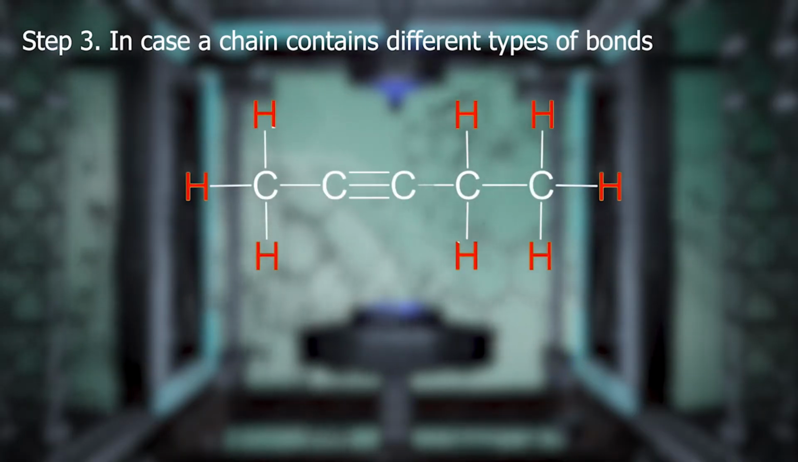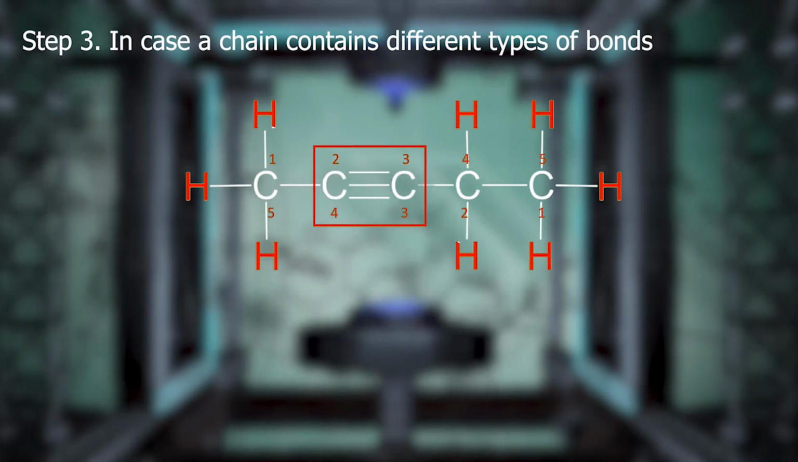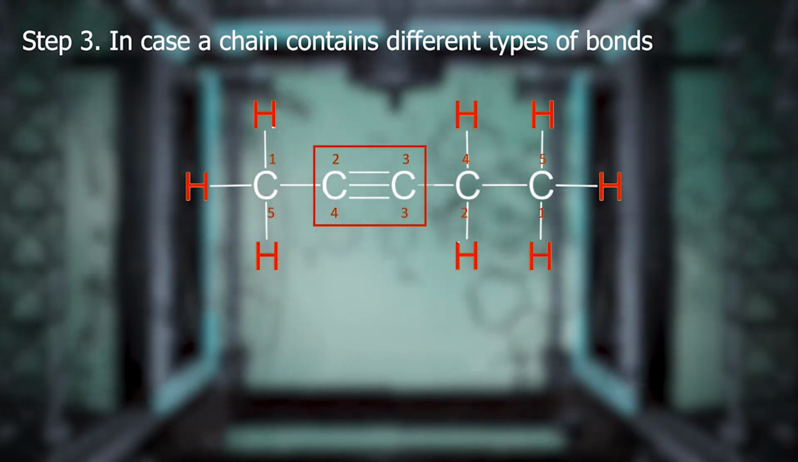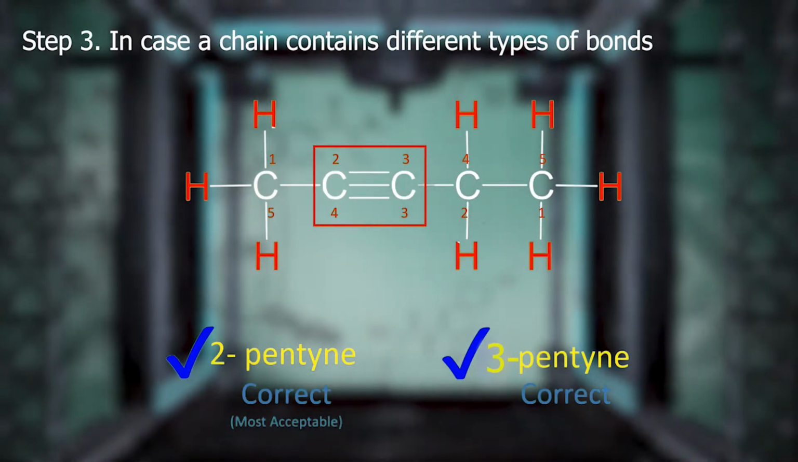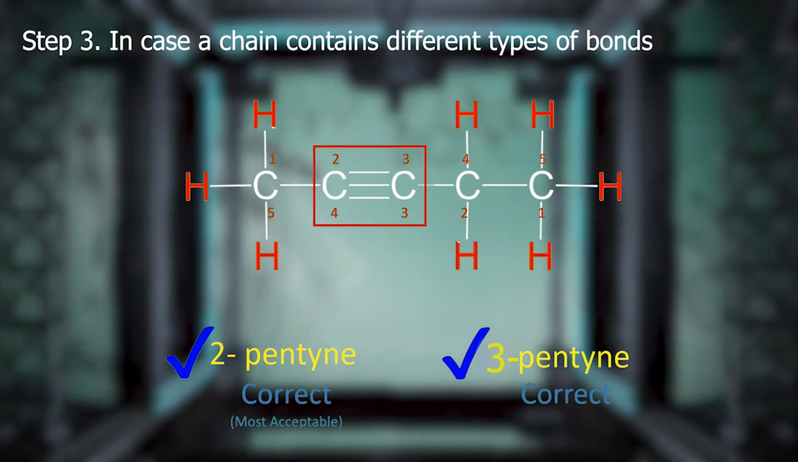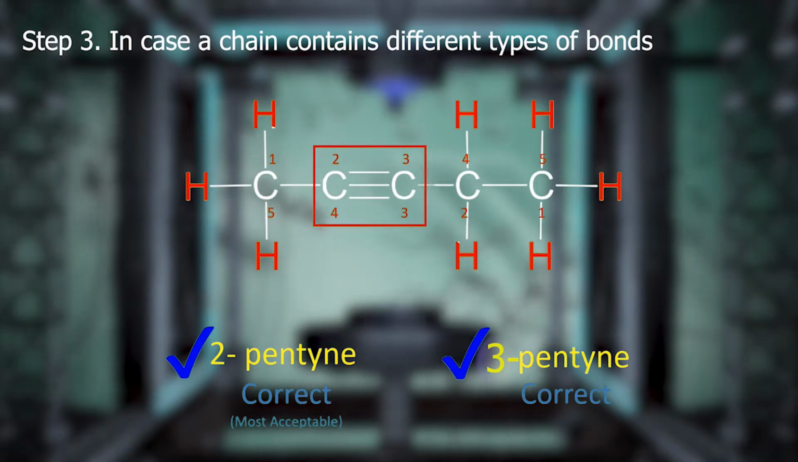Another example in this carbon compound. Try to guess the names of the following compounds. If your answer is a 3-pentyne, you are correct. But if your answer is a 2-pentyne, it is the most preferable answer.